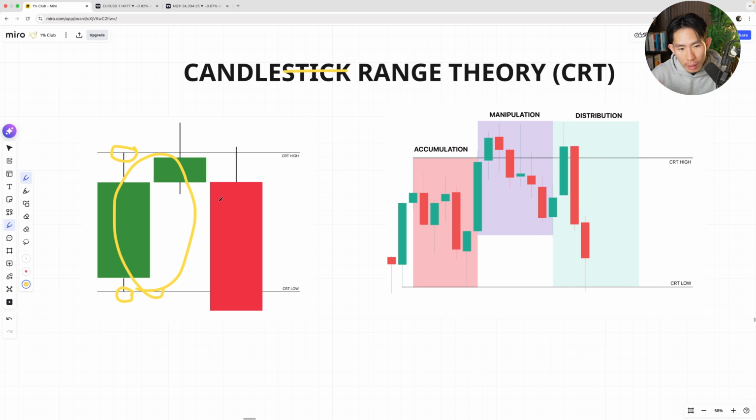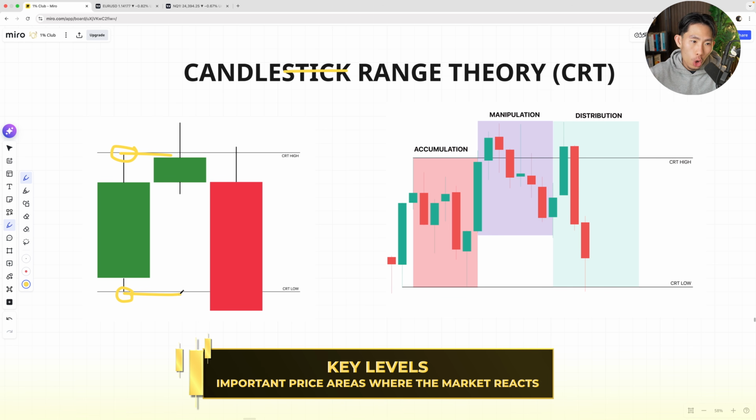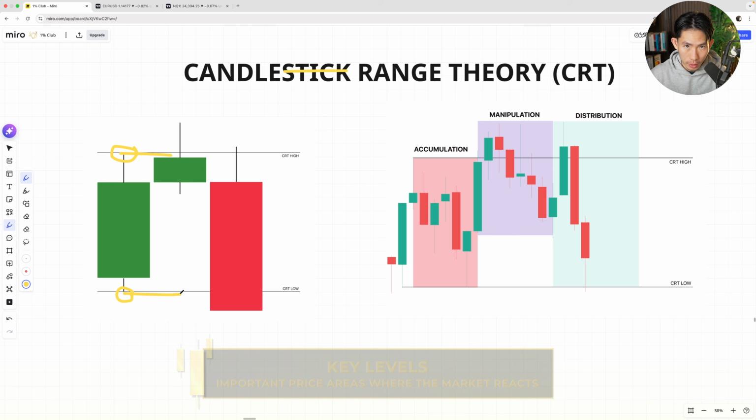So what we do in CRT is that we actually use the high and the low as key levers to know whether price is actually respecting or breaking past those levels, so we know whether price is reversing or continuing.